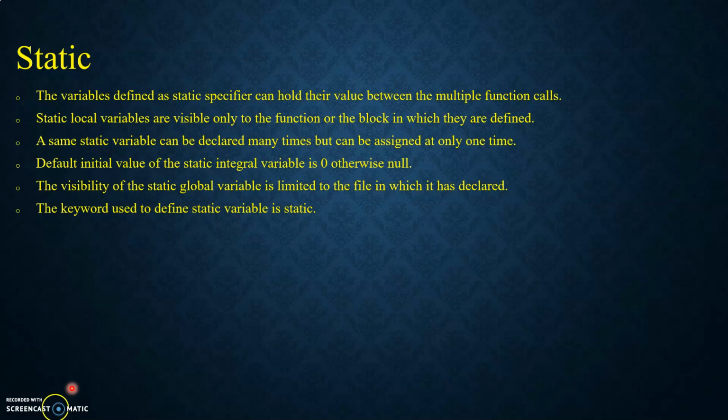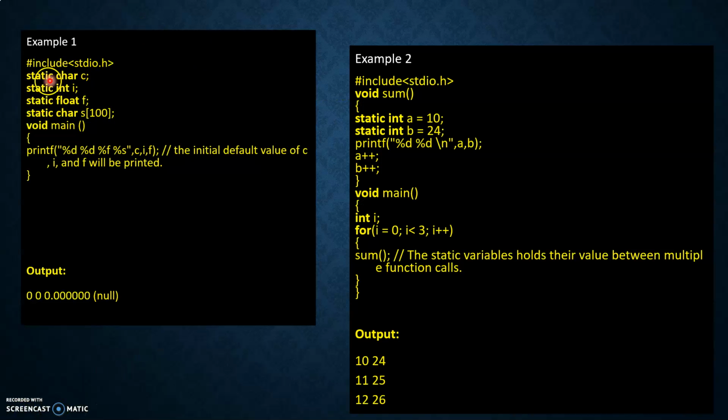Clear? So static is also a keyword. Here I have used the static keyword: static char c, static int i, static float f, static char s[100]. Now I am doing the operation printf of %d %d c i f. That means the initial default values of c, i and f will be printed as 0 0 0 0 like that. You haven't initialized anything, so it will automatically take the value 0.